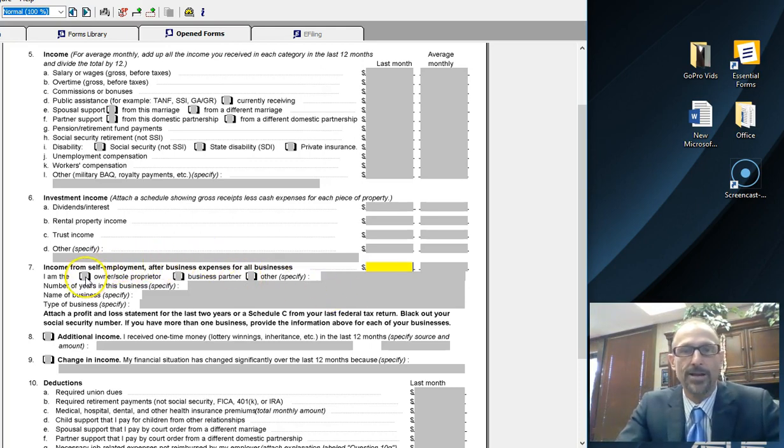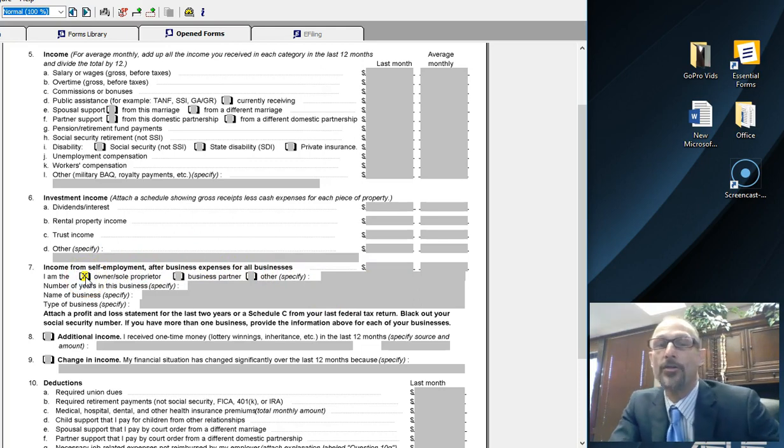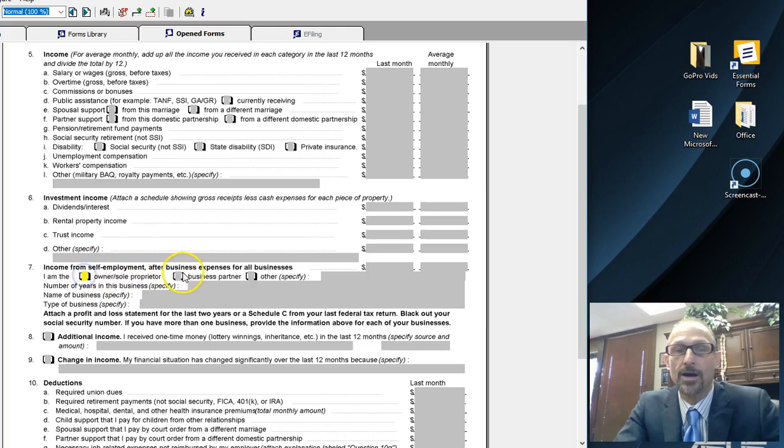You're going to put on the next line, I am the owner as a sole proprietor, or you're going to mark a business partner if you have a partnership, or other. If it's being run as a corporation, you're going to want to put other, and then off to the right you're going to put corporation, a C Corp or an S Corp. You're going to want to write that in there.